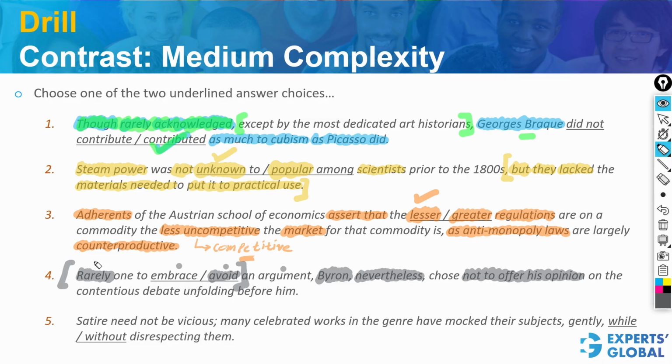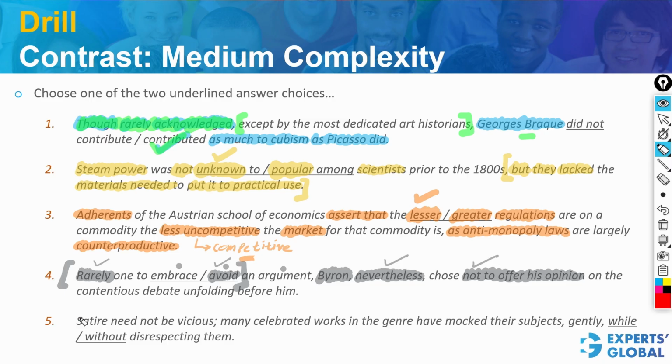A very, very interesting sentence here. Multiple shift triggers. Rarely, then avoid is a negative word. Nevertheless, one more shift. Not to offer. We have 4 shifts in one sentence here. If you missed any, you would end up choosing the wrong answer choice. The correct answer choice is avoid.